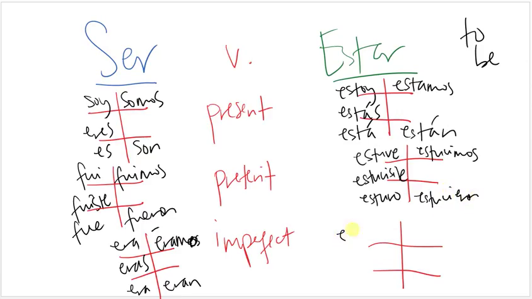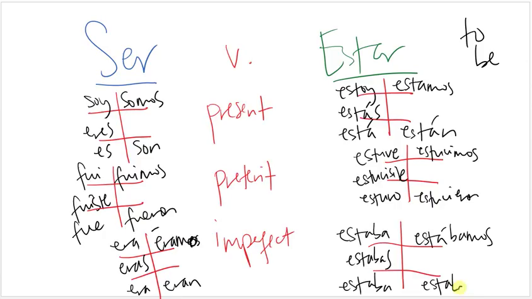And finally, in the imperfect: estaba, estabas, estaba, estábamos, estaban. And this accent here is also super important, so make sure that you use that. You also want to know all the other forms of ser and estar, like the future and the conditional, but right now we're just going to do present, preterite, and imperfect.